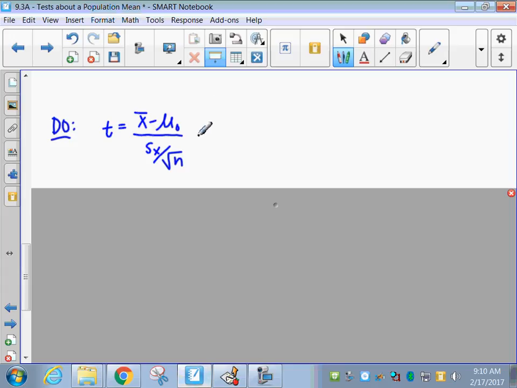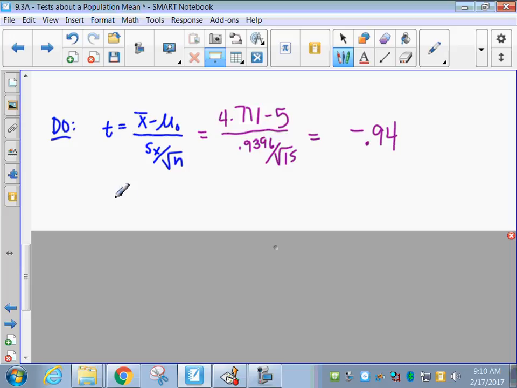All right, so from one variable statistics, we have 4.771 minus 5. We got the 5 from the null hypothesis. Divided by the standard deviation, 0.9396, divided by the square root of 15. Plug that in, you get negative 0.94. Okay, then you can either use the chart or you can do tcdf.